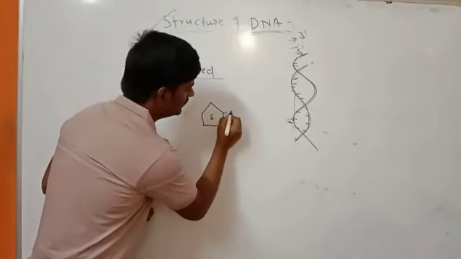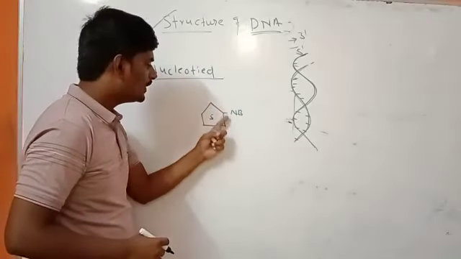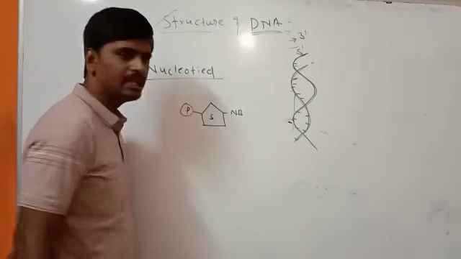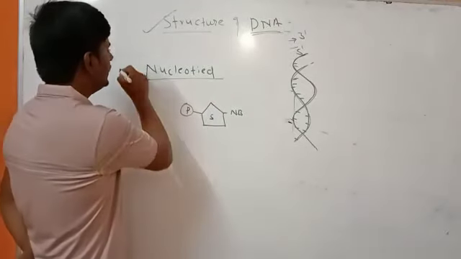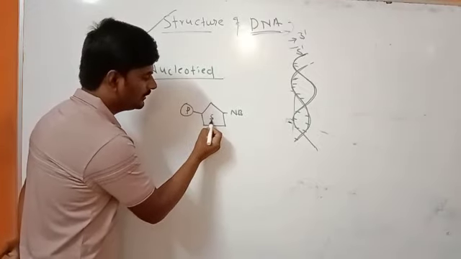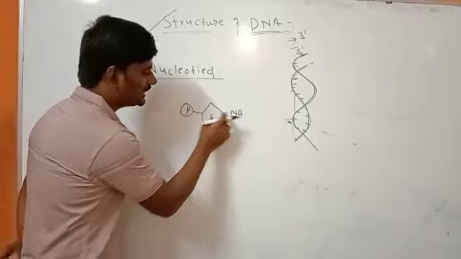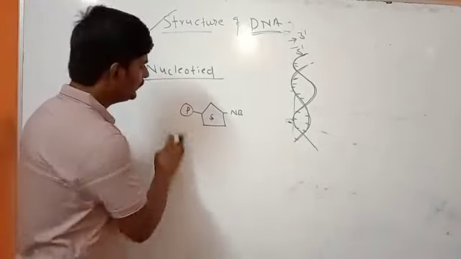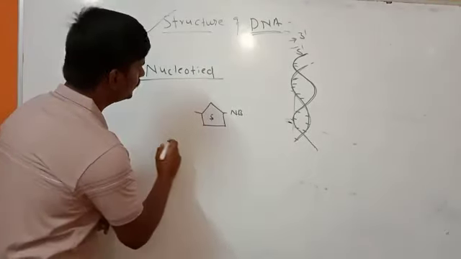Now, this is the nitrogen base. And over the 5th carbon atom, there is an attachment of a phosphate group. When the phosphate group, sugar, and nitrogen base are all present inside, these 3 components together we call a nucleotide. But if we remove the phosphate group, we call it a nucleoside.